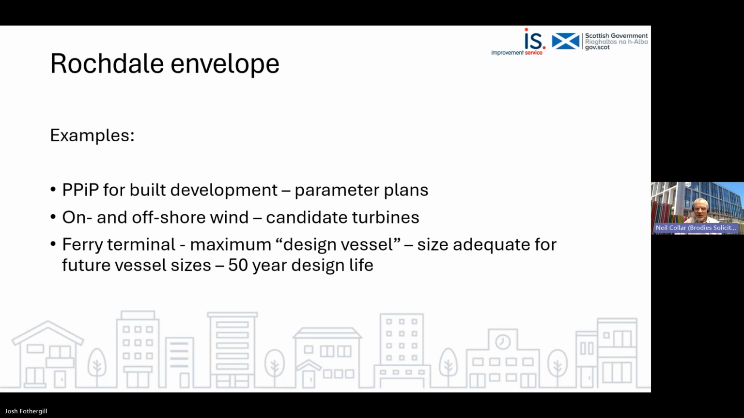The point being, the ferry terminal needs to be big enough for future vessel sizes because it's got a 50-year design life. So I thought that was quite an interesting example of the Rochdale envelope being a boat that doesn't even exist yet, and indeed might never exist, but presumably the designers have built in maximum parameters so that even if it doesn't exist, whatever boat is on the market in, say, 40 years' time will not exceed that envelope. So just some useful examples there of the operation of the Rochdale envelope in practice.